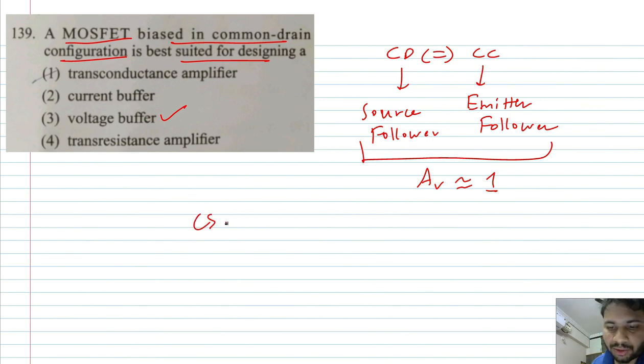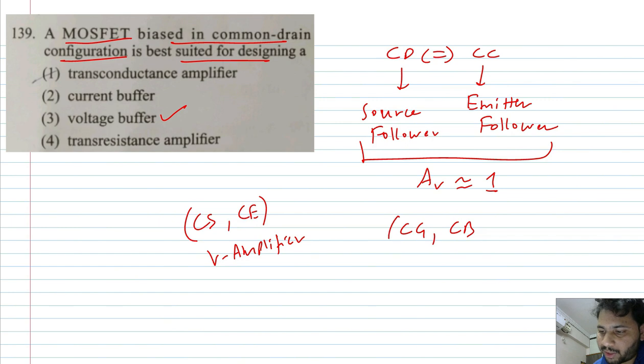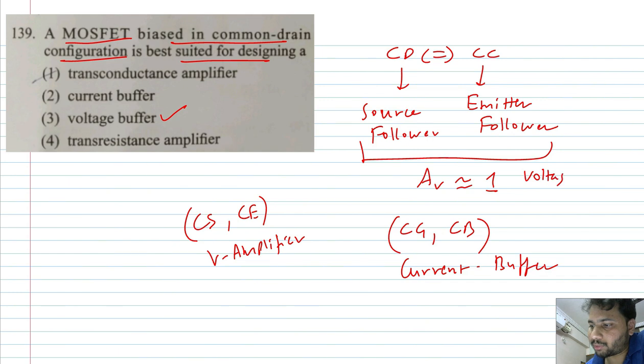So common source and common emitter both are voltage amplifiers, whereas common gate and common base both are used as current buffers. Common drain, common collector, of course they are used as voltage buffers. So the correct option is option C. Thank you.